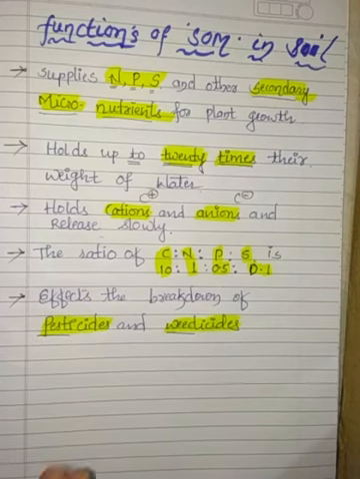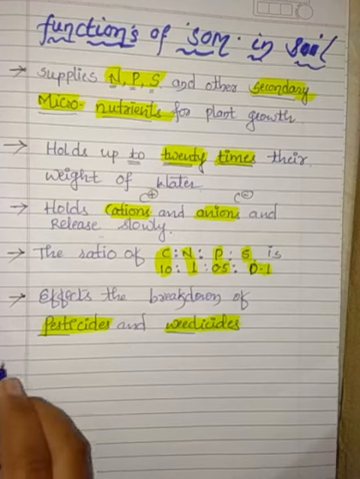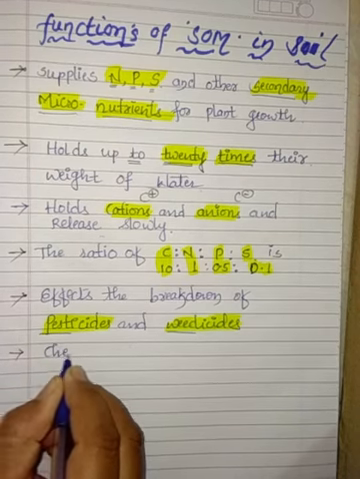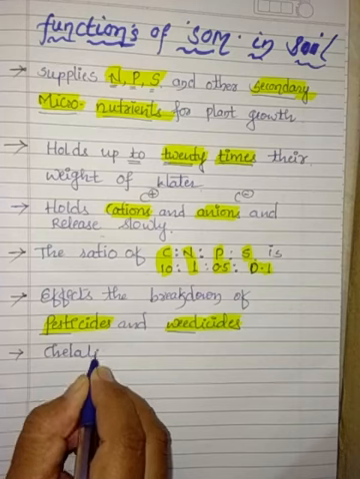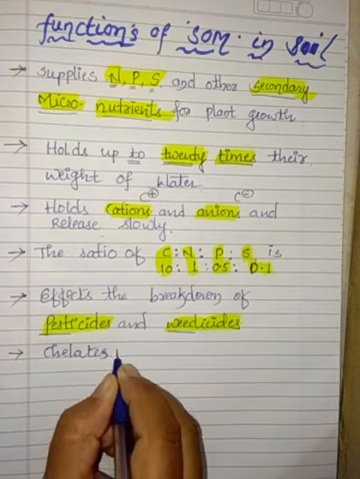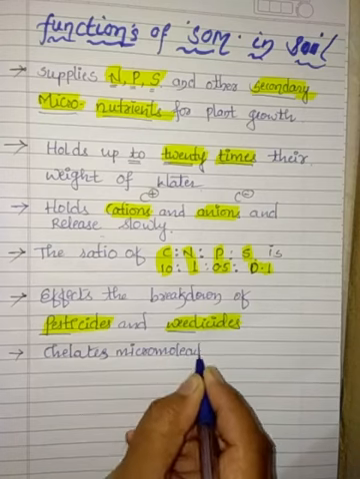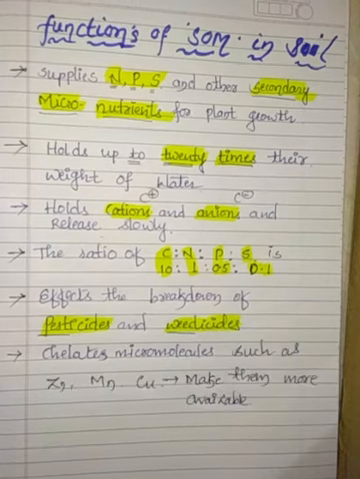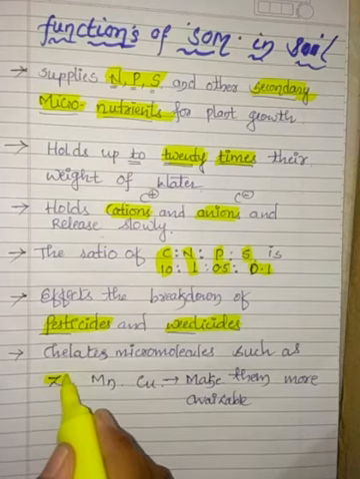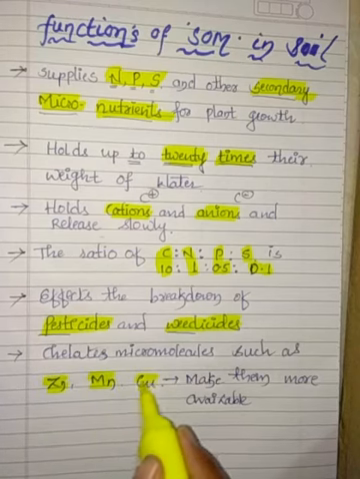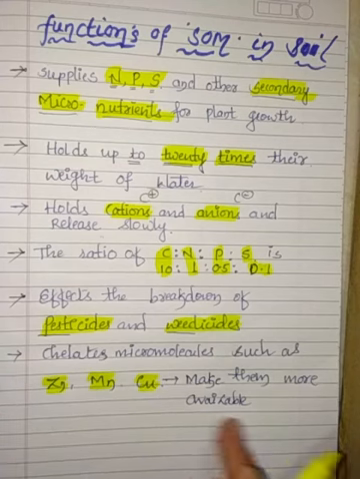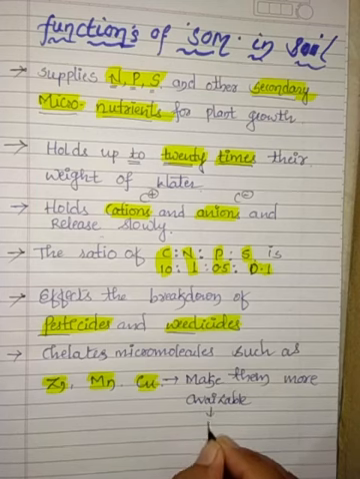Next, chelates. Chelates micronutrients, such as zinc, manganese, copper, making them more available for the plant roots. This SOM makes them more available to what? Plant roots.